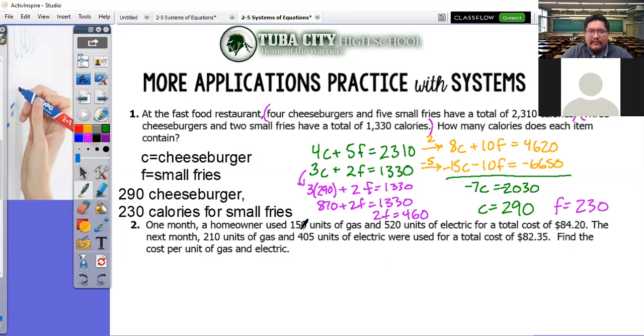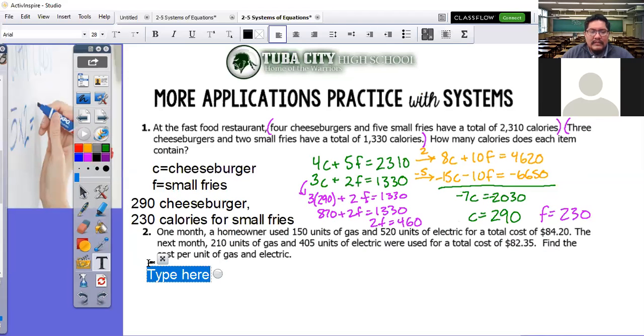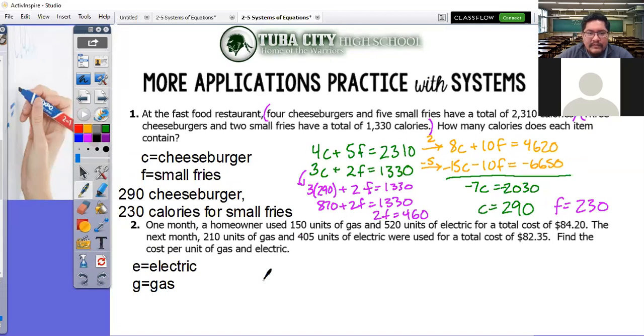So here we have 150. And I'm going to put E for electric and G is gas. Let's keep it simple. We don't need to make it more complicated than we have to. Now we should have enough to write out what we need.